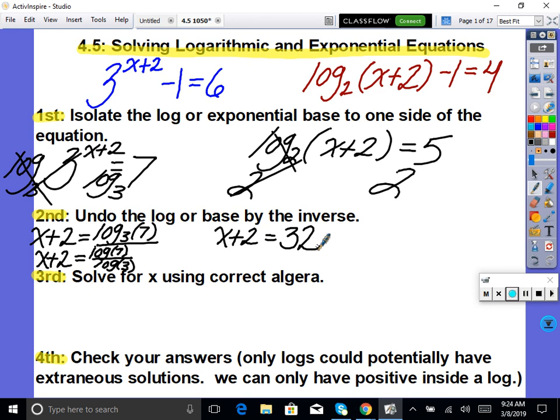Alright, then from there we're to our third step, which is now that you've undone the base or logarithm, solve for x using correct algebra. So in this case we just subtract 2. So our answer is x is equal to log of 7 divided by log of 3, and then after that we're going to have minus 2. Then you would type that into your calculator and you would get a decimal.